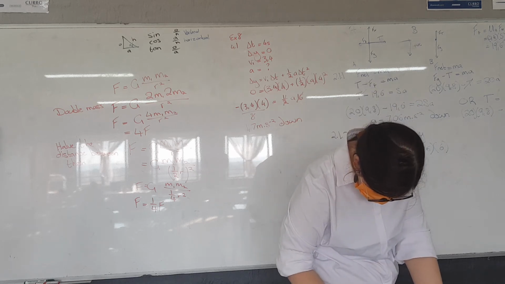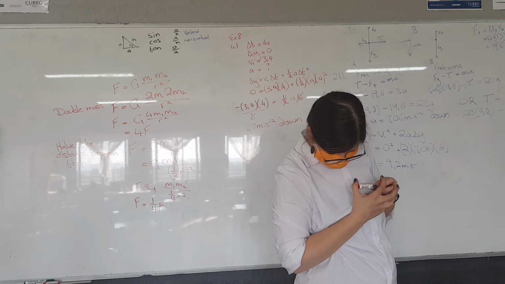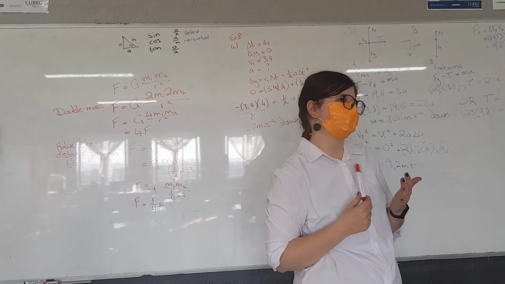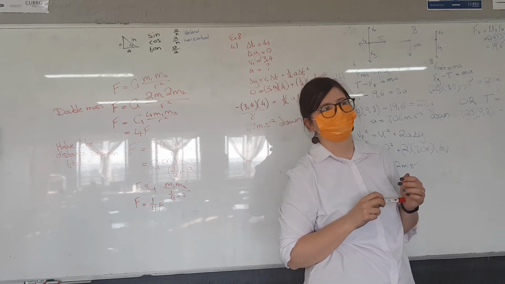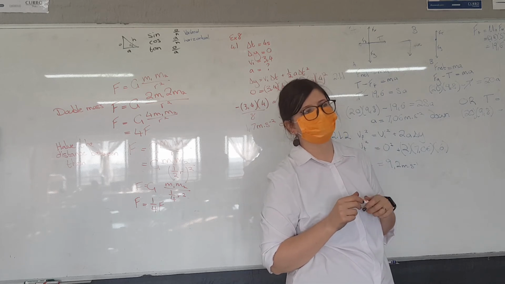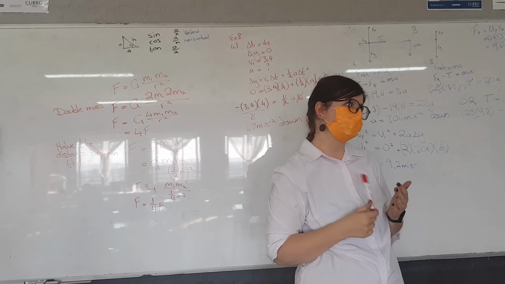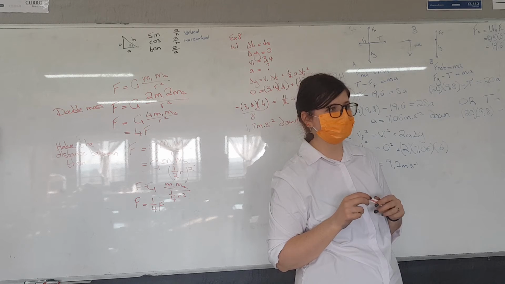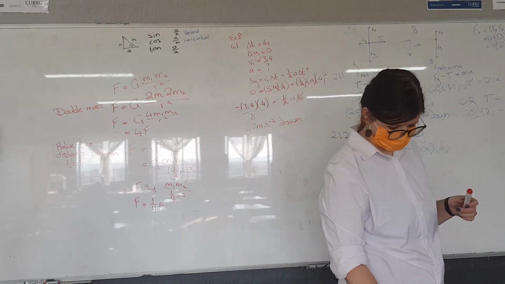Alright, so now it says Mark Shuttleworth's mass on Earth is 75 kilograms. What is his mass on the moon? Does mass stay the same or does it differ between different planets? Is mass a scalar or a vector? Scalar, which means it's not dependent on gravity. So his mass on the moon will also be 75 kilograms. His weight on the moon, however, would be different.